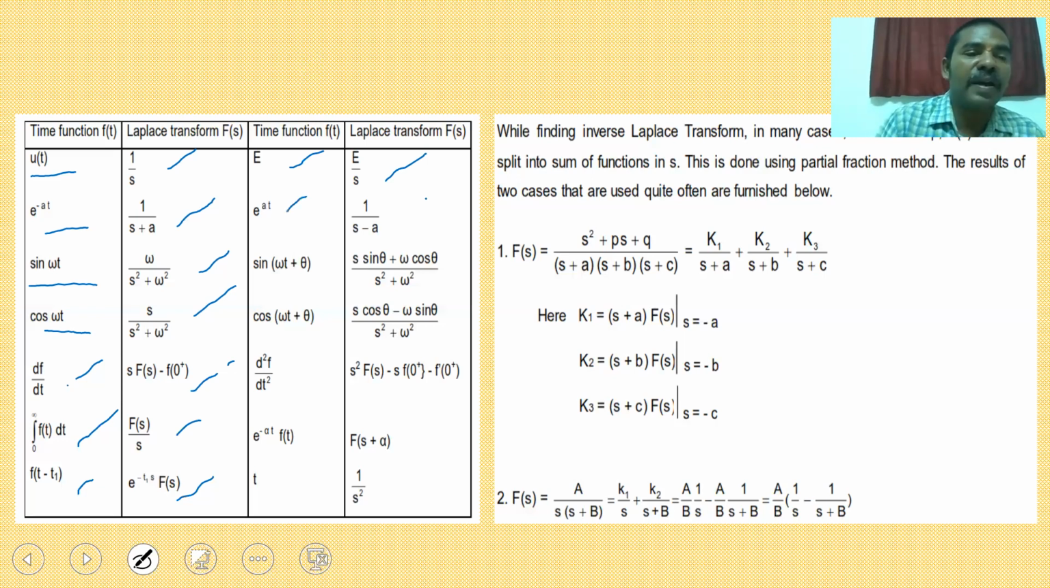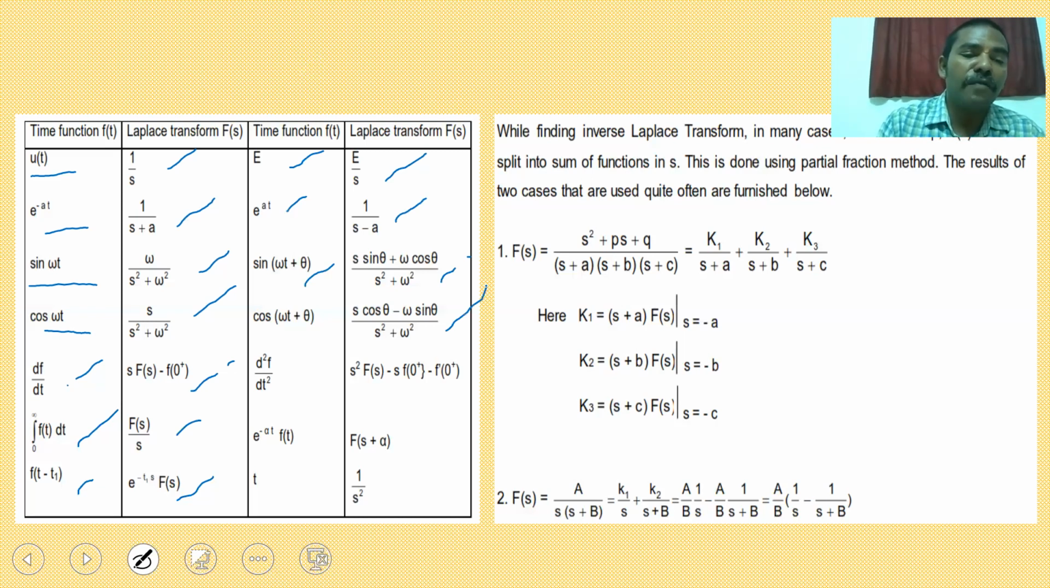So 1 by s minus a. So sin(ωt + θ) is (s sin θ + ω cos θ) divided by (s² + ω²). Cos(ωt + θ) is (s cos θ − ω sin θ) divided by (s² + ω²).